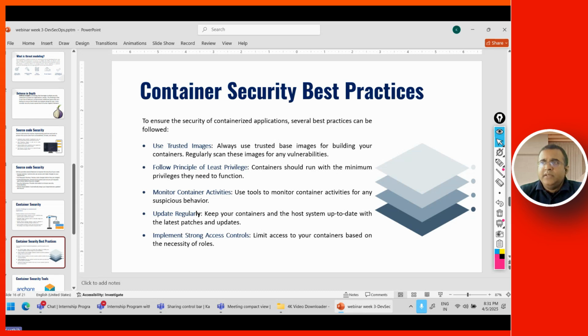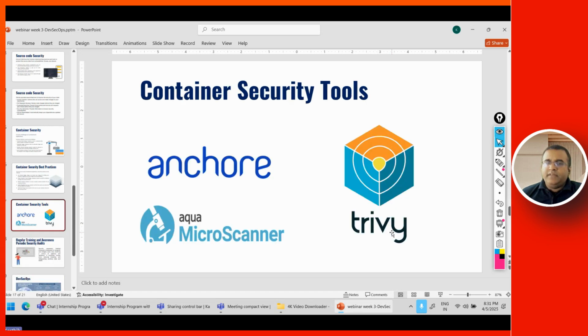In some cases, only that particular operations person who's creating it will have access to that particular GitHub repository, right? You can push code into that part. So that is very critical. In our training course, we are using Trivy as a scanner for scanning containers.